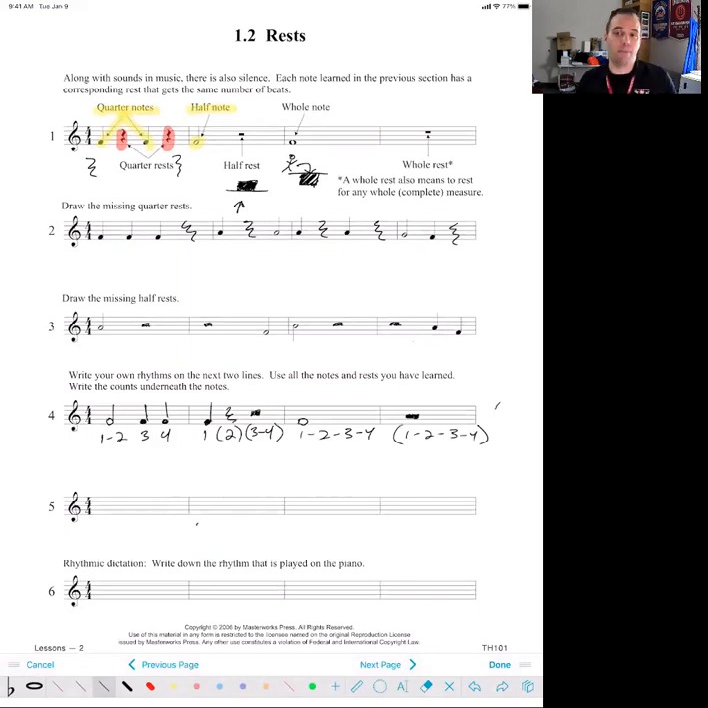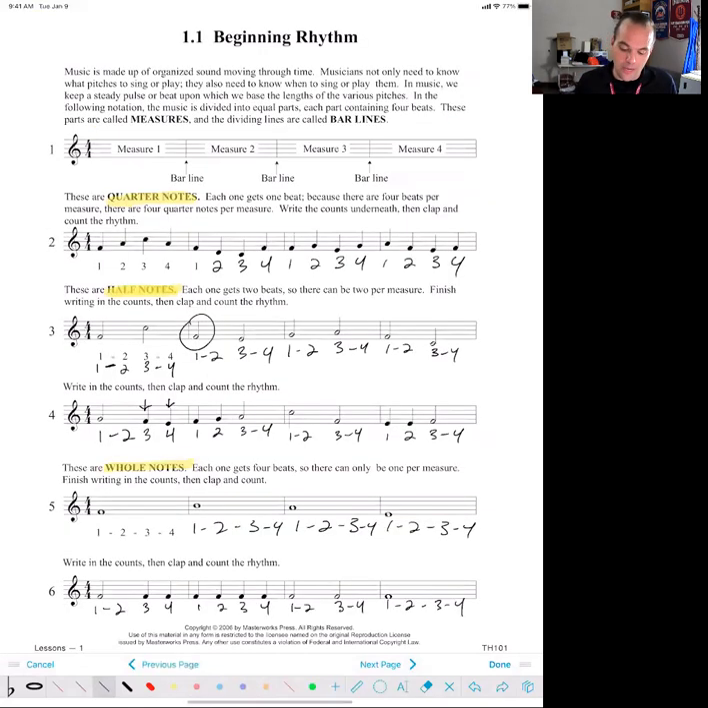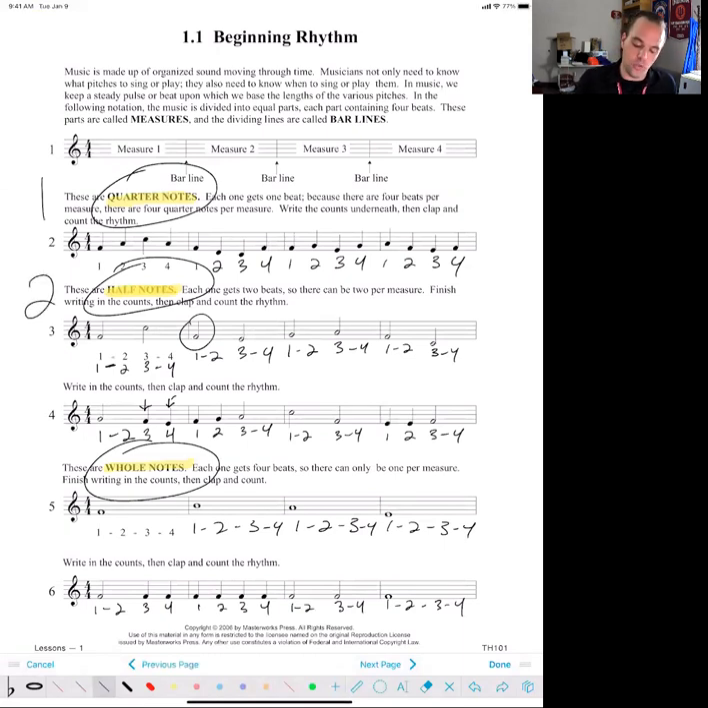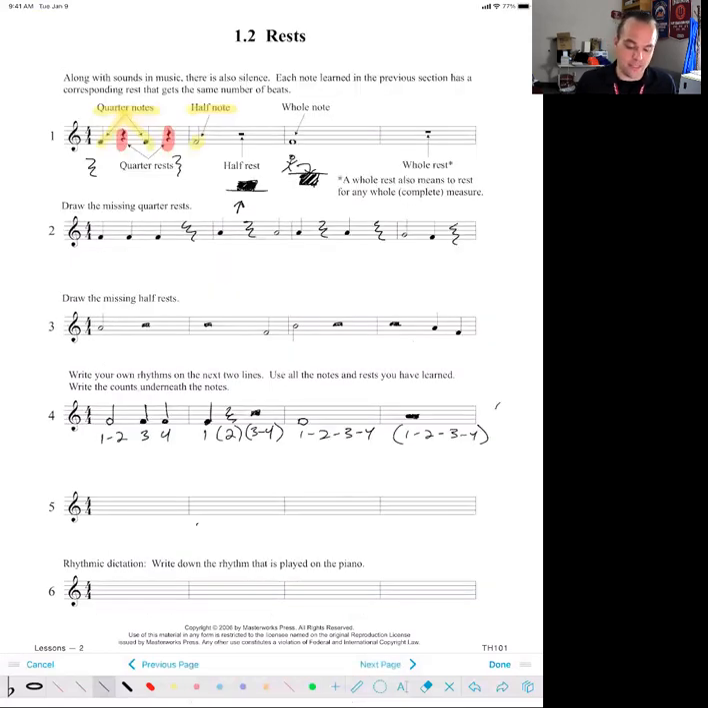Okay, so the big thing that we've learned today, just to recap, is we have 3 kinds of notes: quarter notes, half notes and whole notes. Quarter notes get 1 beat, half notes get 2, whole notes get 4, right? And then we have the same kind of rests: quarter rests, half rests, and whole rests. Quarter rests get 1, half rests get 2, whole rests get 4. And we write in the counts with a dash if it's more than 1 beat, and parentheses if it's a rest. That's everything for this week.